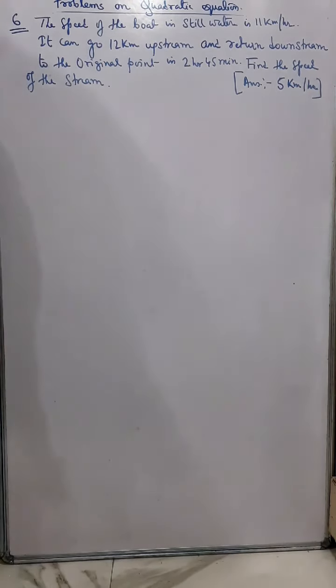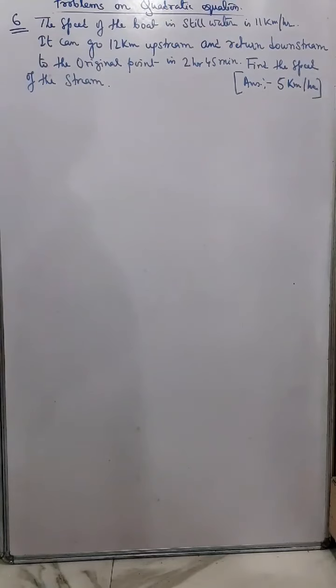Okay, now this sum is related to upstream and downstream. Here they told the speed of the boat in still water is 11 km per hour and it can go 12 km upstream and return downstream to the original point in 2 hours 45 minutes. Find the speed of the stream.